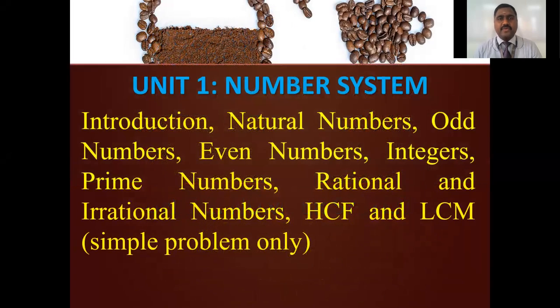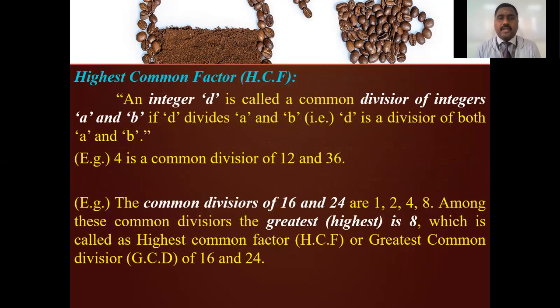Basically, everyone knows what the different types of numbers are. In the last classes, we discussed natural numbers, odd numbers, even numbers, prime numbers, co-prime numbers, and how to convert rational numbers and irrational numbers into vulgar fractions. These are the things we discussed. And in this video, particularly, we are going to discuss an important concept called the highest common factor.